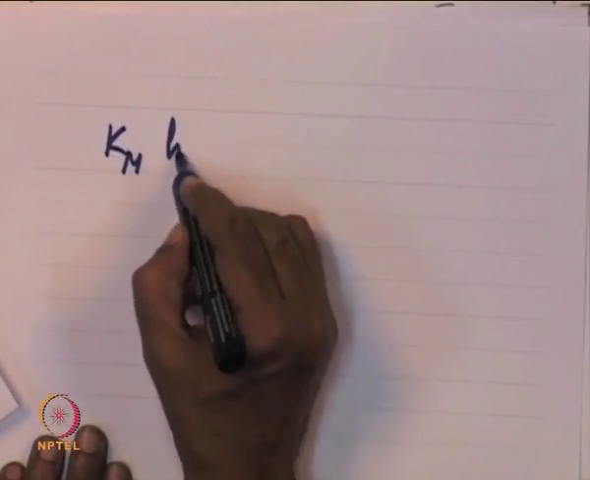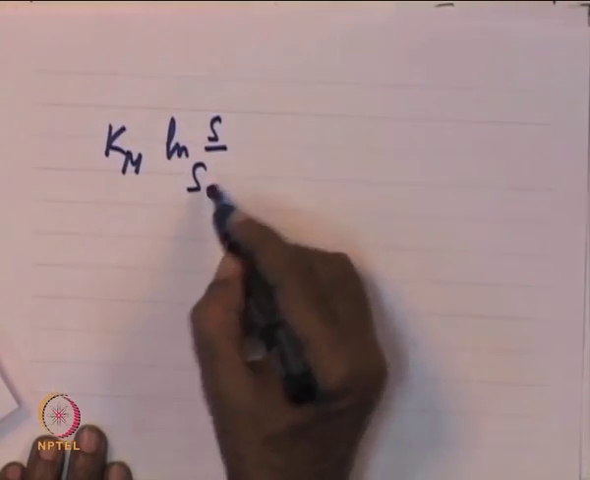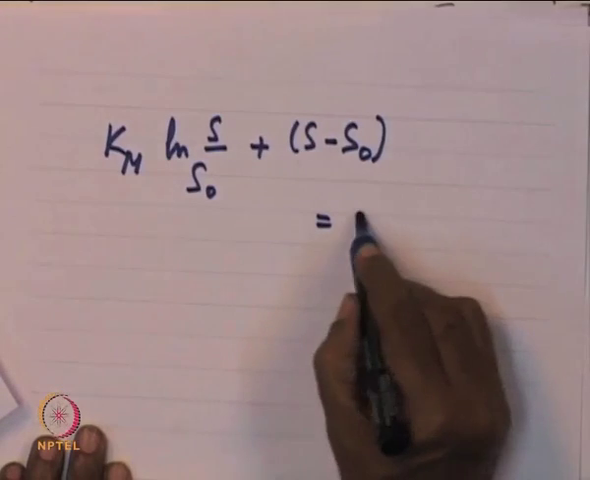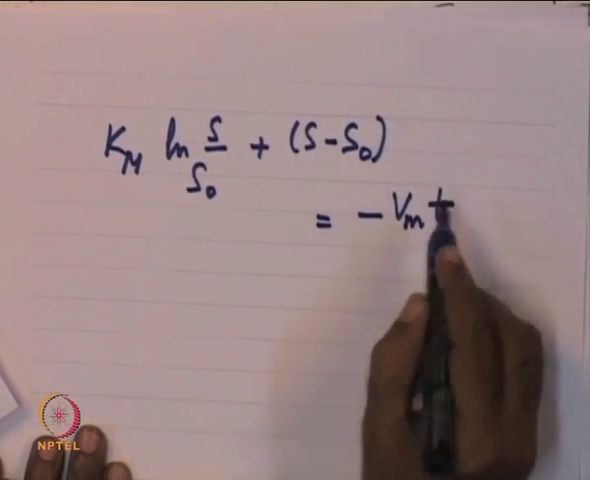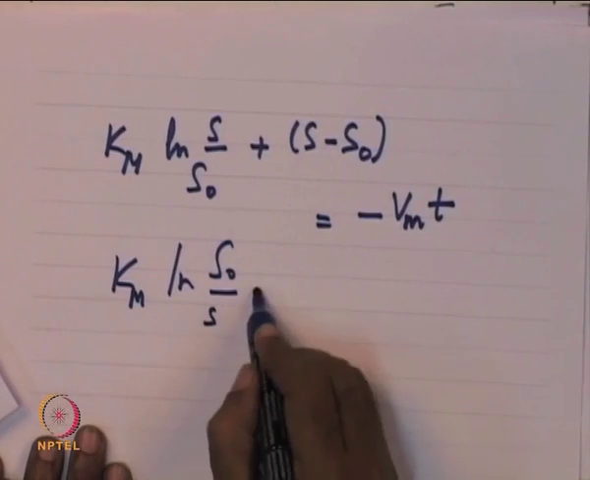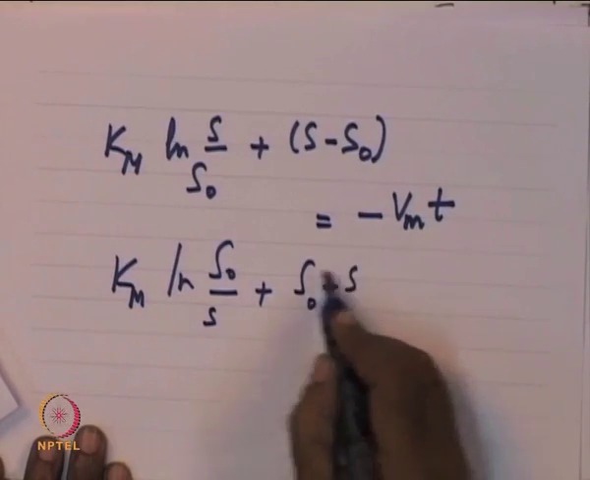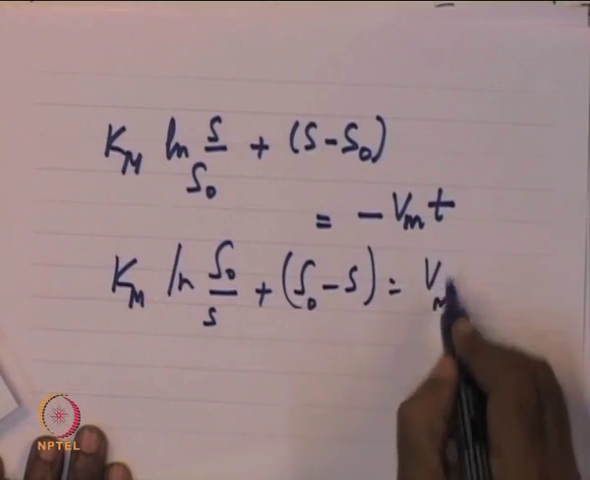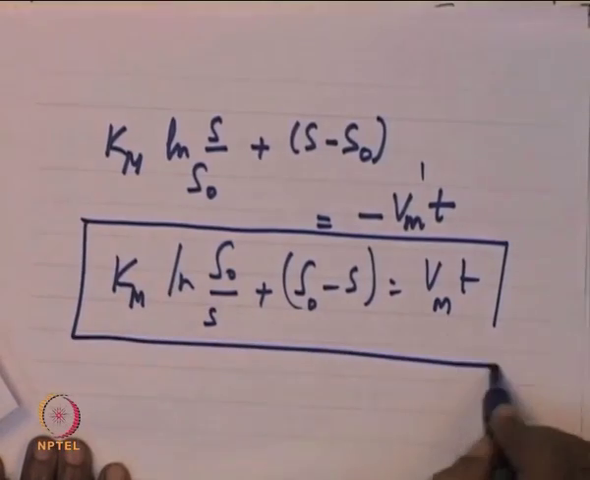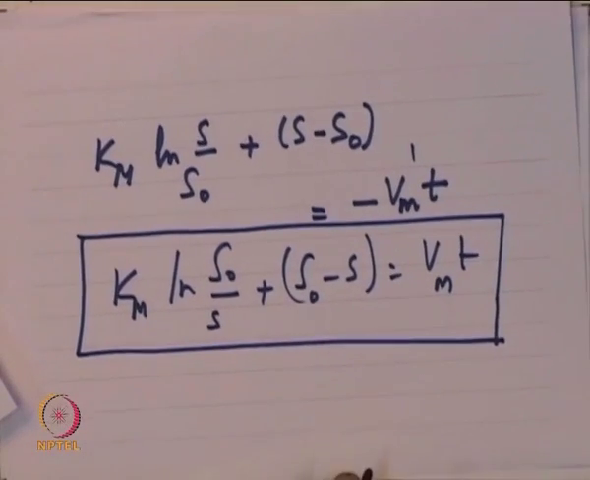I'm just taking it forward from here. So, it is Km ln S by S naught plus S minus S naught equal to minus Vm t, or Km ln S naught by S plus S naught minus S equal to Vm dash t. So, we can find out the time that is required for a given level of reaction.